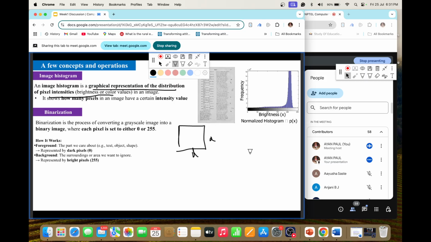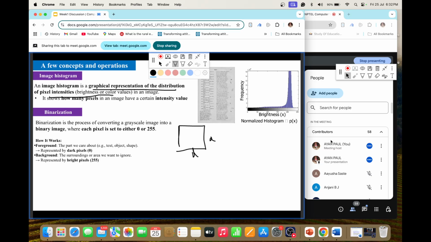Now there is a concept known as binarization. I have already told you what a binary image is. A pixel is either 0 or 255. So that is a binary image. Now if we convert any image to a binary image, that is known as binarization.